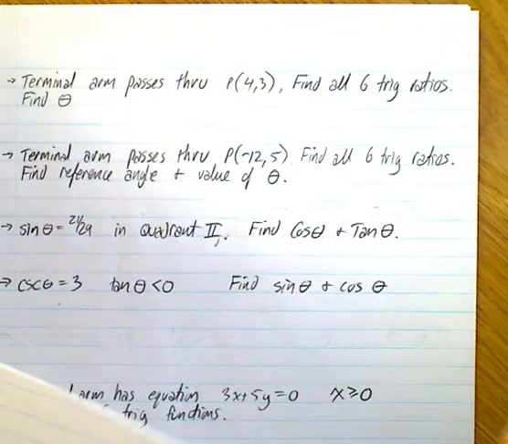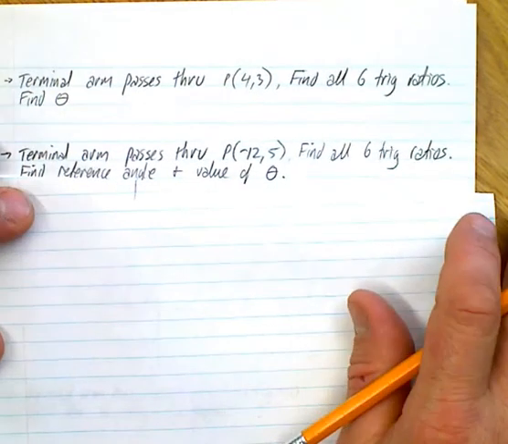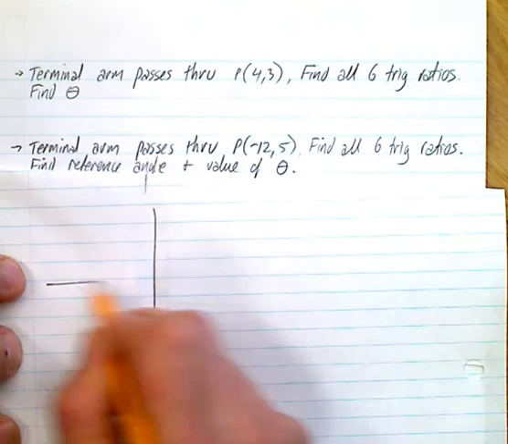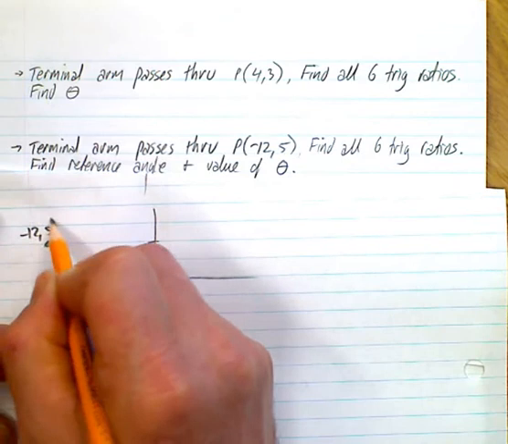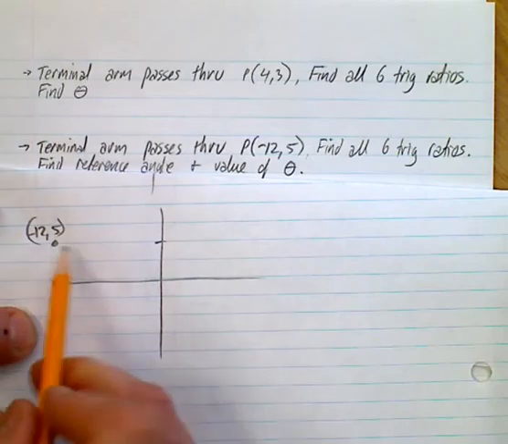Let's just have a look at another one. A terminal arm passes through -12, 5. Let's draw another one. Let's go -12 and 5. Let's just put that there. -12 and 5 is my point. Okay, we'll draw a line like this.